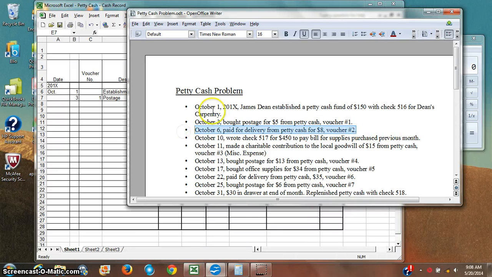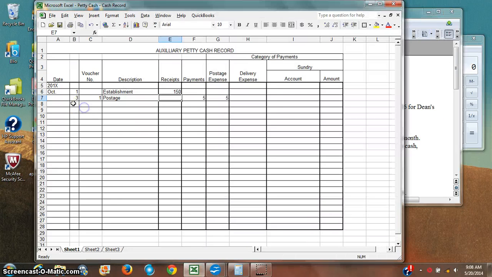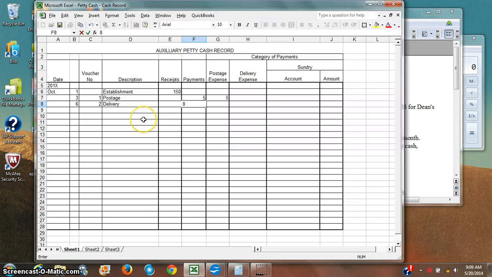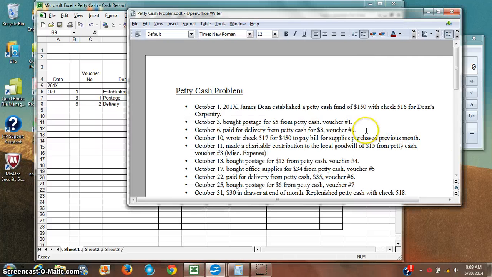I'm going to pay for a delivery expense, $8. This is October 6th, voucher number 2. Delivery, $8. I'll put it in the payment column, and then I'll put it in the delivery expense column as well. And on October 10, I've written a check for $450 to pay a bill for supplies purchased in the previous month.